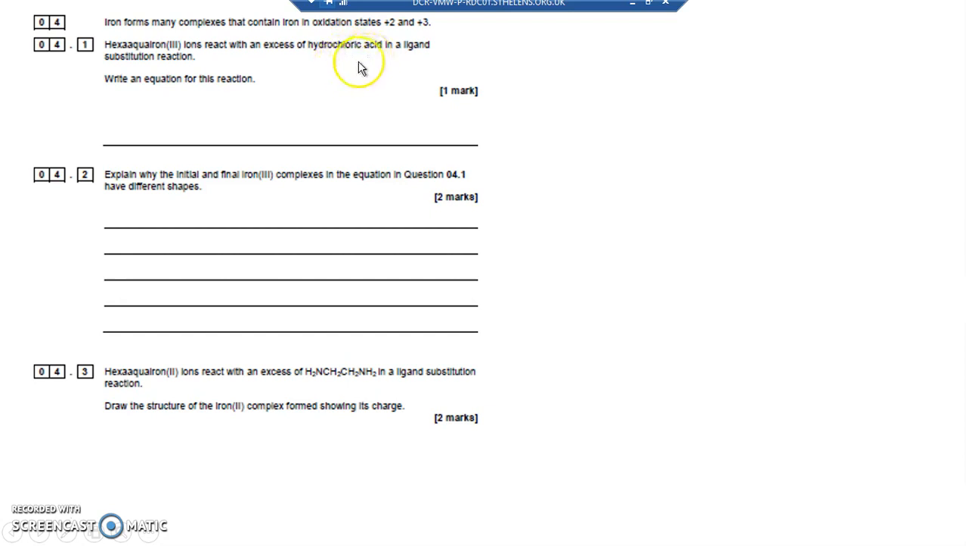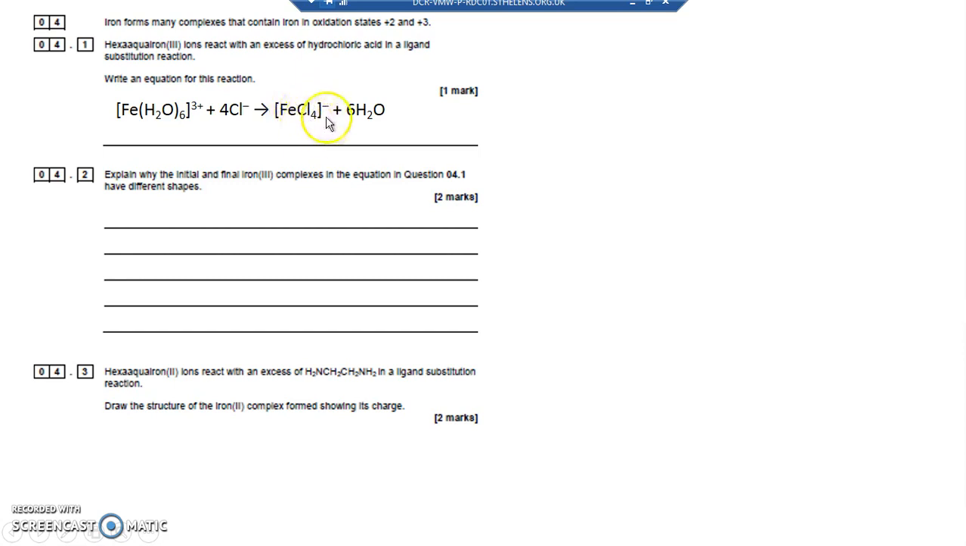Hydrochloric acid makes Cl- ions in a ligand substitution reaction. You need to know that you have 4 Cl- ions around a metal ion in a transition metal complex. So 6 waters, Fe3+, because it tells you it's oxidation state 3, and 4 Cl-. Cl gains 1 electron, so it becomes a Cl- ion from hydrochloric acid, and I need 4 of them. I can only fit 4 around because Cl's are larger than waters.